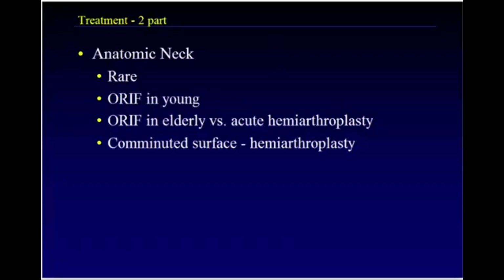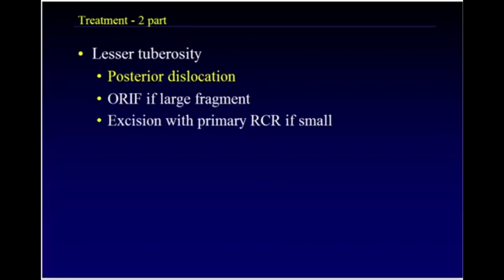For two-part fractures involving the lesser tuberosity, again, think about the possibility of a concomitant posterior shoulder dislocation. Again, an isolated lesser tuberosity fracture is a posterior shoulder dislocation until you prove that it's not. If you have a large fragment, you can treat that with ORIF. If you have a very small fragment, you can excise it and do a primary rotator cuff repair.